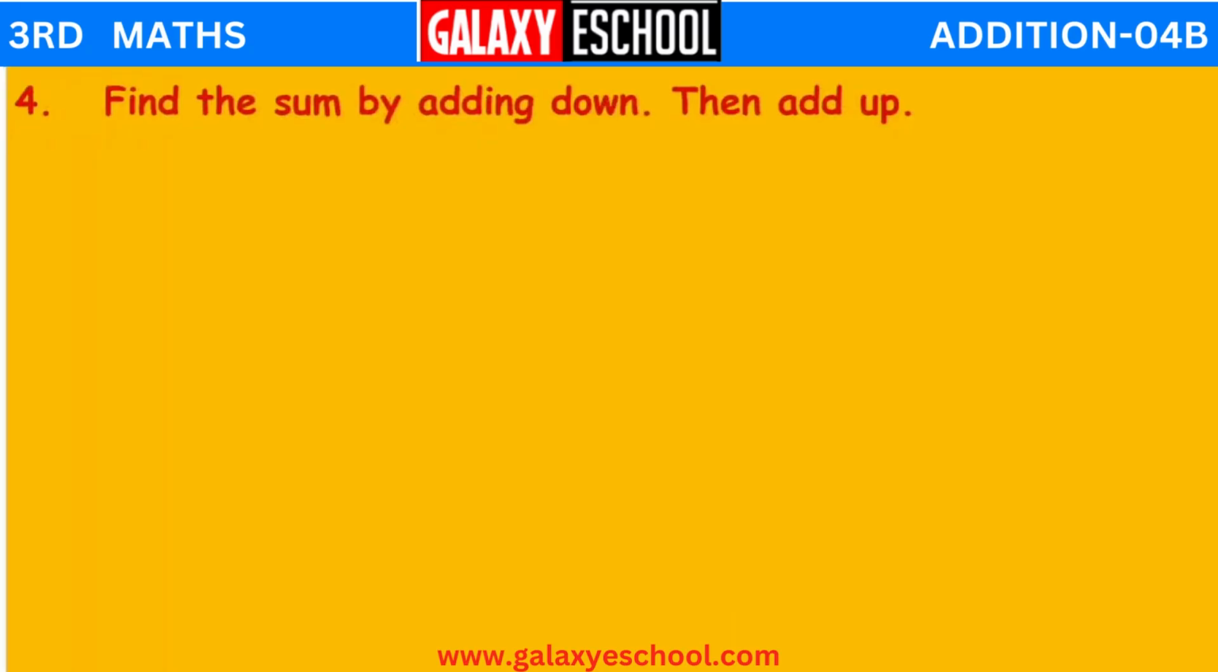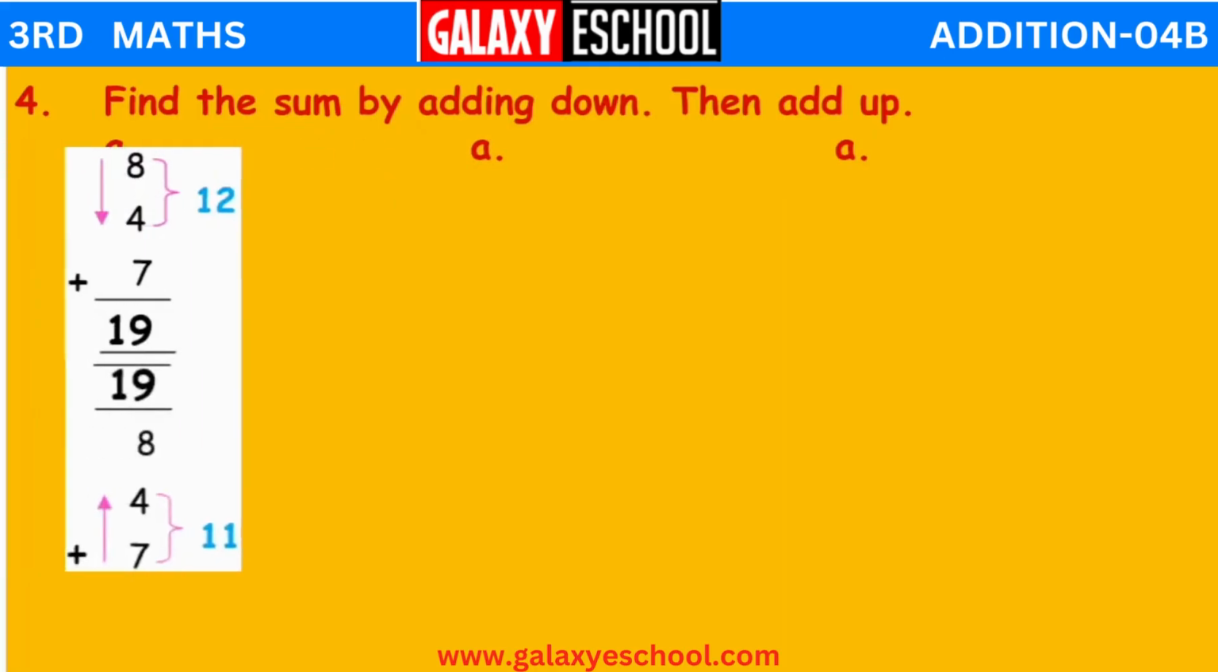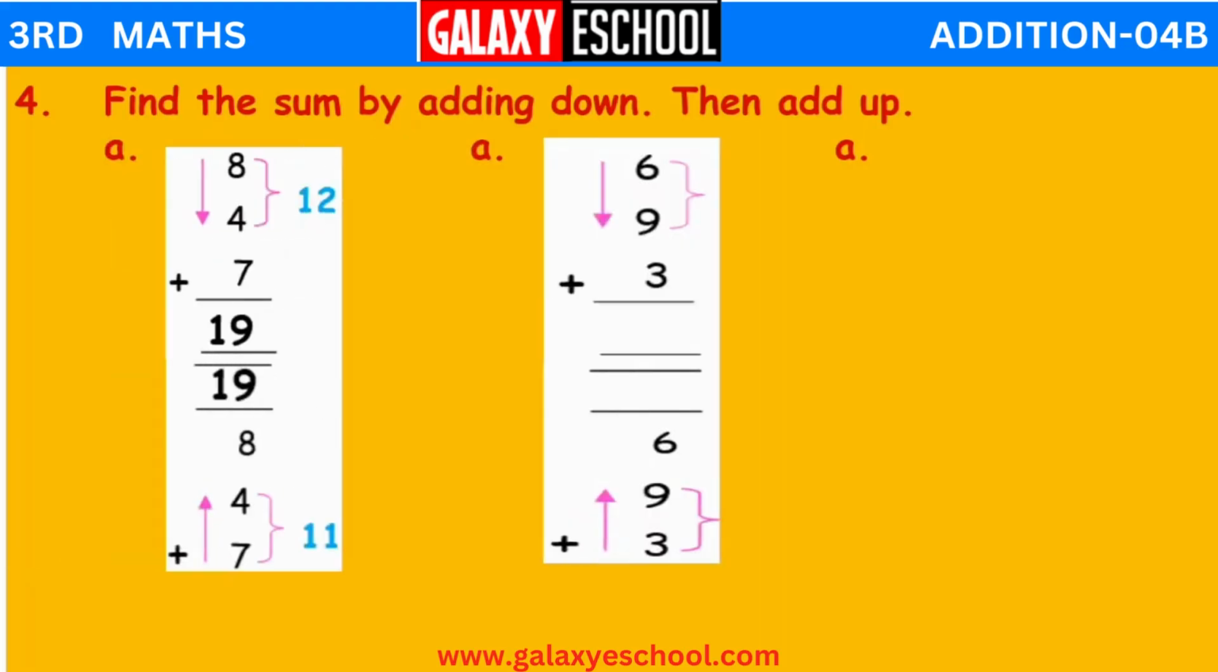Find the sum by adding down then adding up. Okay. What should we do? We should find the sum. Sum means what? We should add the numbers. Yes. We should find the sum by adding up and then adding down. Now look at the first question here. This is very simple children. Now 8 plus 4 plus 7 is given.